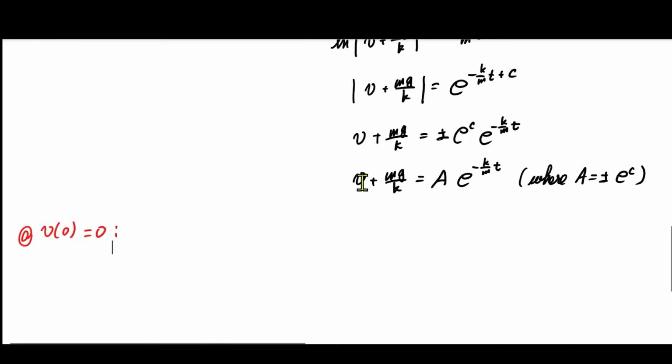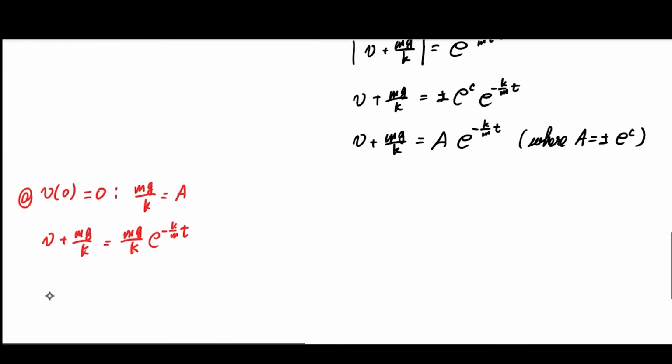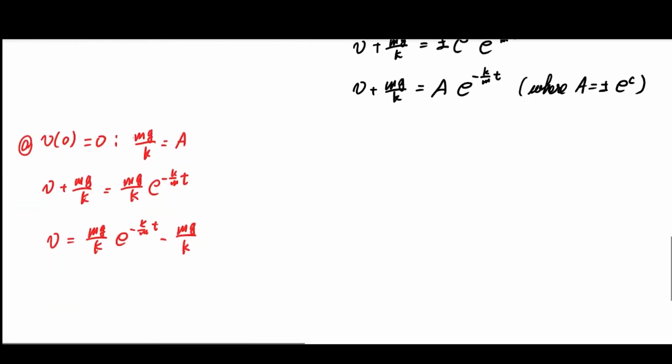When that happens, v is a function of t, as you can see. This becomes 0, so we have mg over k is equal to a, and if you plug in 0, the exponential becomes 1. So what we have is v plus mg over k is equal to a, which is mg over k, times e to the negative k over m t. With me? Okay, so v is equal to mg over k e to the negative k over m t minus mg over k. We can factor that, and that is mg over k times e to the negative k over m t minus 1.